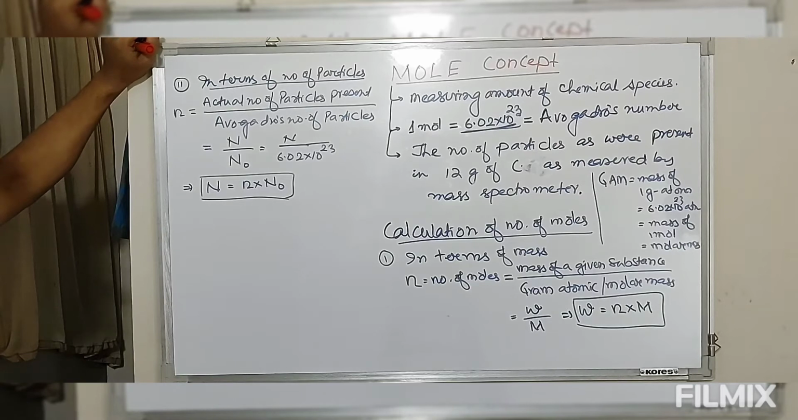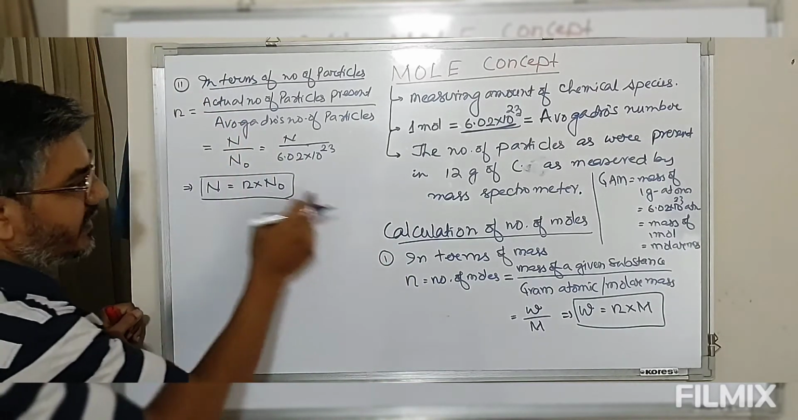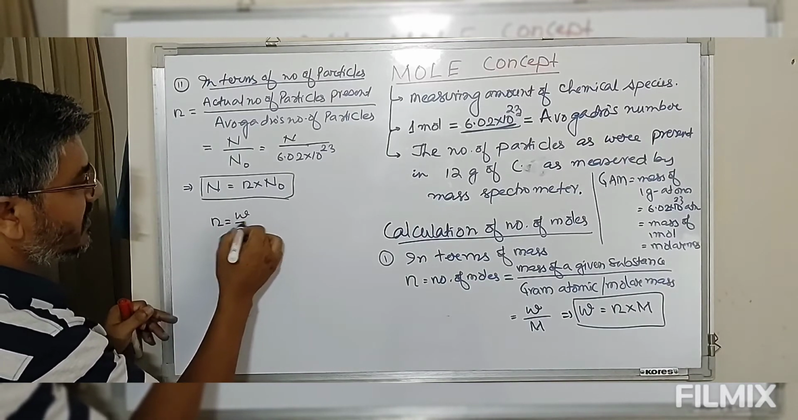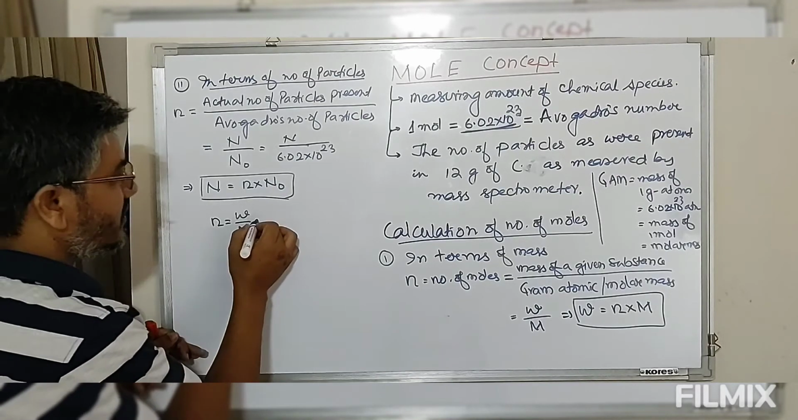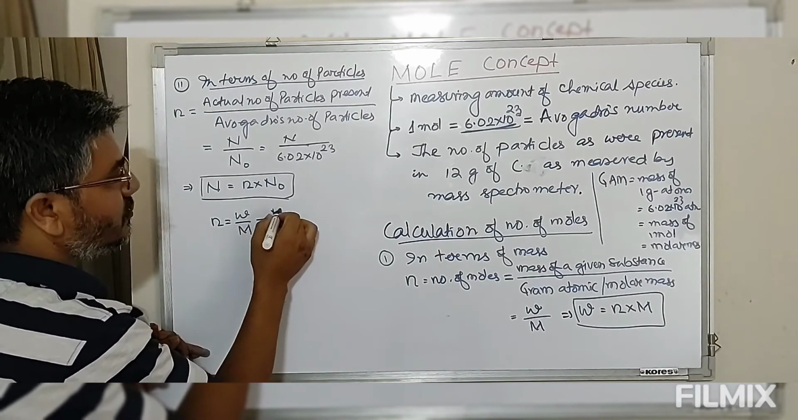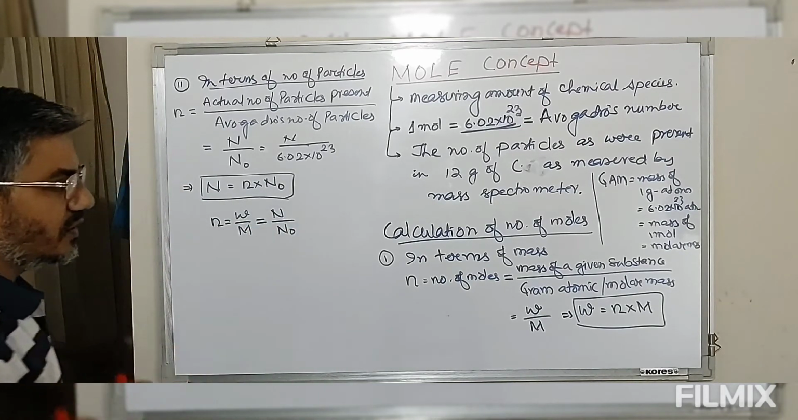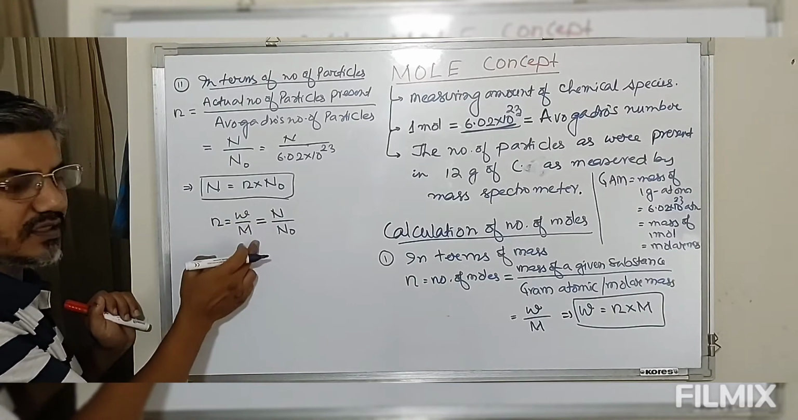So if you look at this, this is also number of moles, this is also number of moles. So combining these two, we have, look at this, number of moles is equal to mass of the given substance divided by gram atomic or gram molecular mass. So this value must also be equal to number of particles present divided by Avogadro number. So this gives you the relation between number of particles and mass.